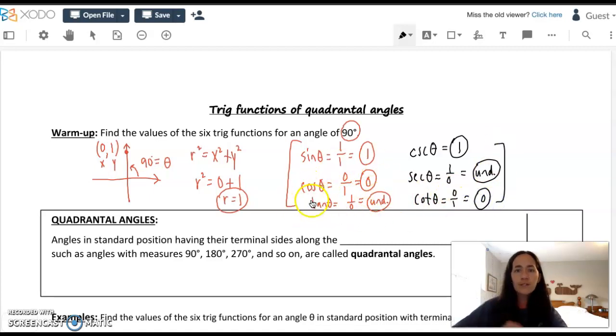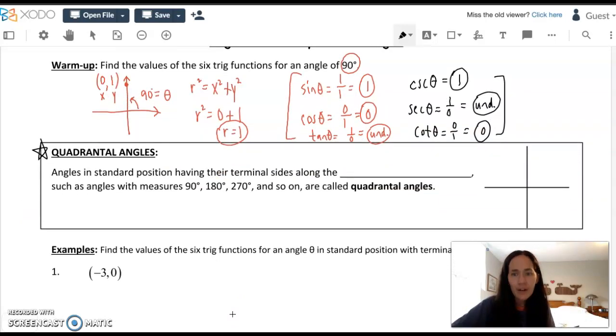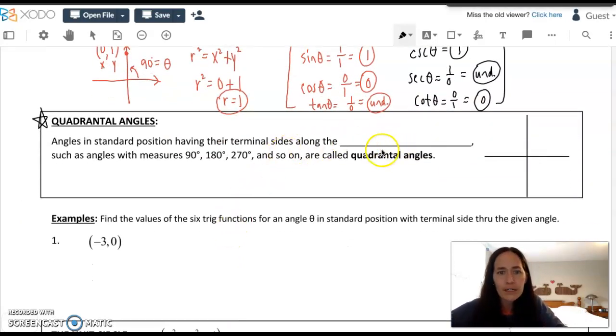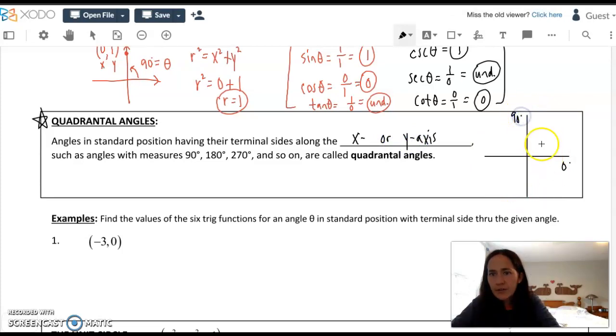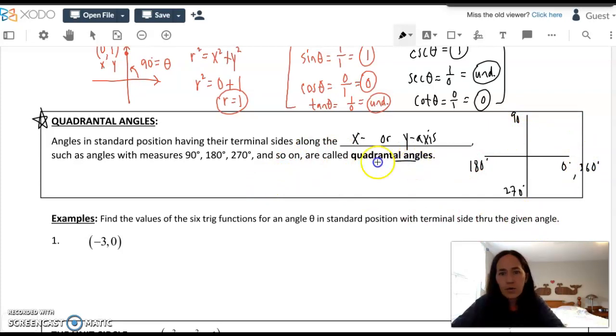So lots of 1s, 0s, undefineds, even negative ones are going to pop up for what are called the trig functions of quadrantal angles. I want to define them here, try another example, and see if we can come to a shortcut on finding trig functions of quadrantals. Quadrantal angles in standard position have their terminal side along one of the coordinate axes, the x or the y axis. So certain degree measures on these axes should come to mind, like 0 degrees, 90 degrees up here, 180, 270 down at the bottom, and then anything coterminal to those angles, like a 360-degree angle, 450, and so on and so on. So they get to be called quadrantal.